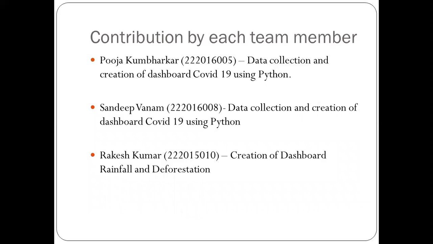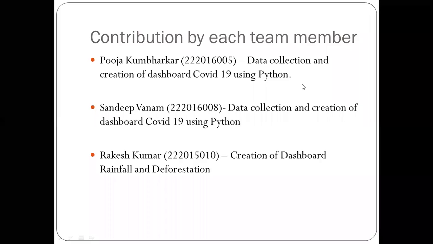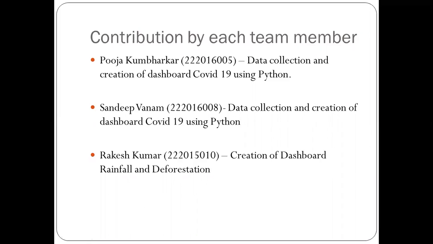Our group mates are Pooja, Sandeep, and Rakesh Kumar. The contributions: Pooja did data collection and creation of the COVID-19 dashboard using Python, and I did the data collection and creation of the COVID-19 dashboard and the dashboard for rainfall and deforestation. We created the dashboard using Voila, with Folium maps, scatter plots, and line plots. We have created an interactive dashboard using humidity, temperature, and wind speed for each of these, and that's it. Thank you, sir.